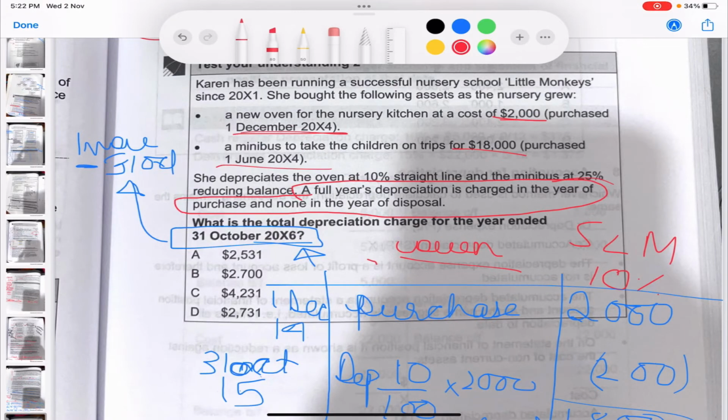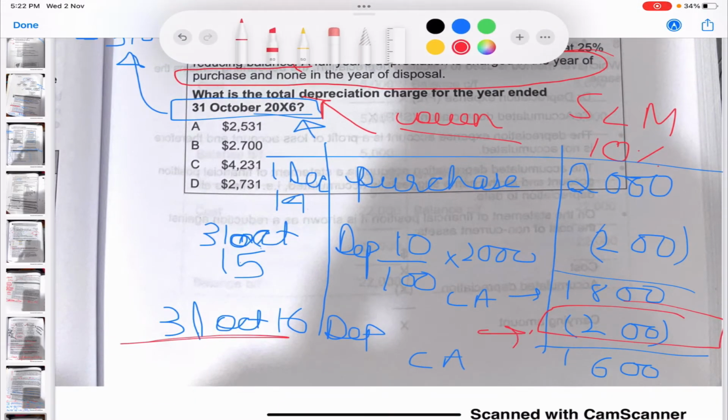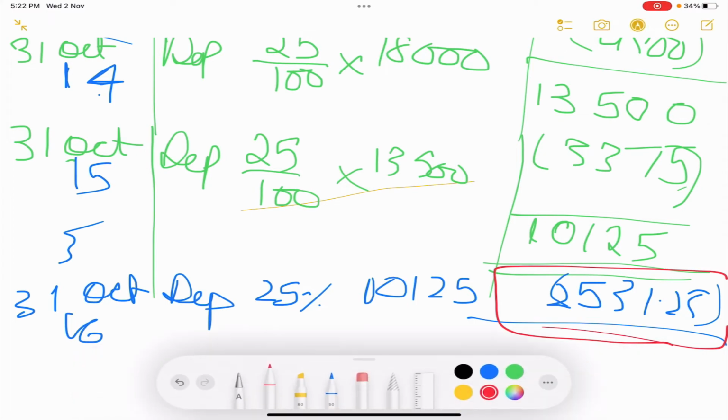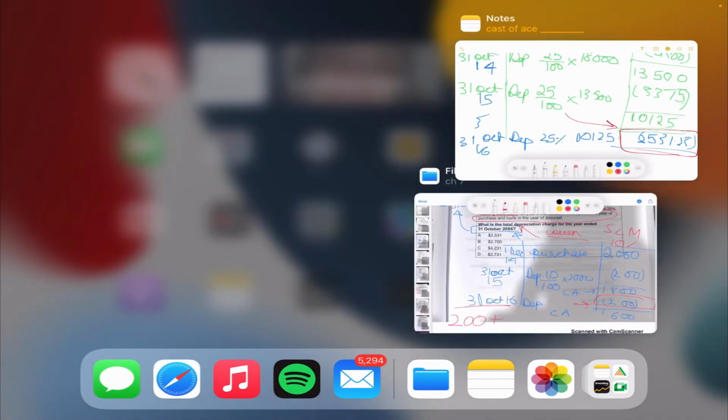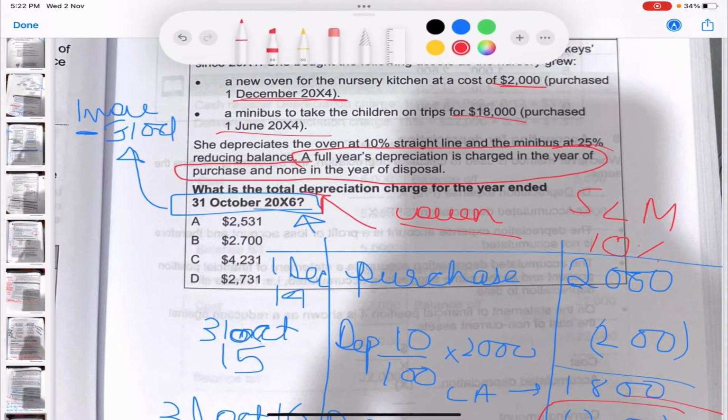Let's go back to the question. The question says, what is the total depreciation which is charged in 31st October 2016? So in 2016, in the oven we have 200. So we have 200 depreciation in the oven. What about the minibus? In the minibus we have 2531.25. This is the 2016 depreciation, right? Adding them, what would be the answer? 200 plus 2531.25, that would be 2731.25. Let's go to the answers and see if our answer is there.